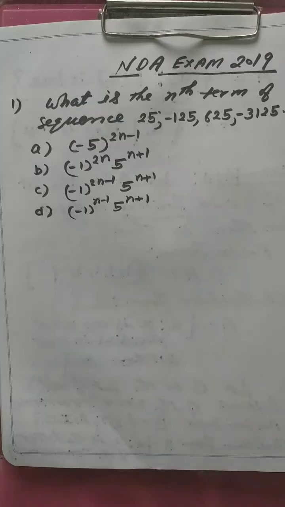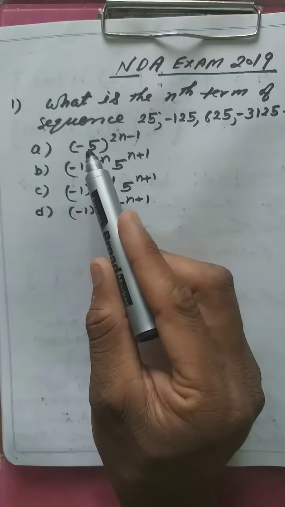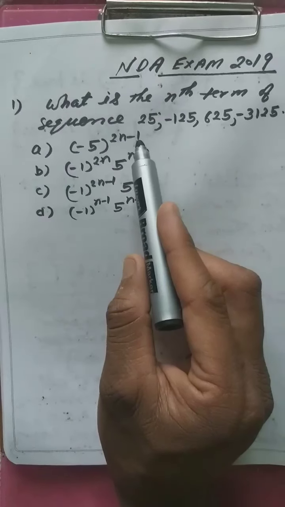Today I will tell you the questions from the NDA examination 2019. The first question: what is the nth term of the sequence 25, minus 125, 625, minus 3125, and so on? Option one: minus 5 to the power 2n minus 1.